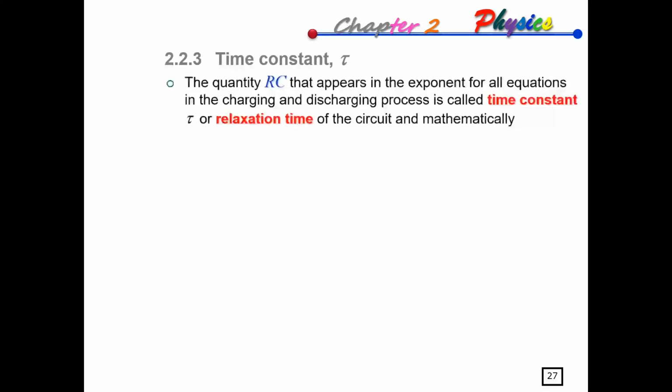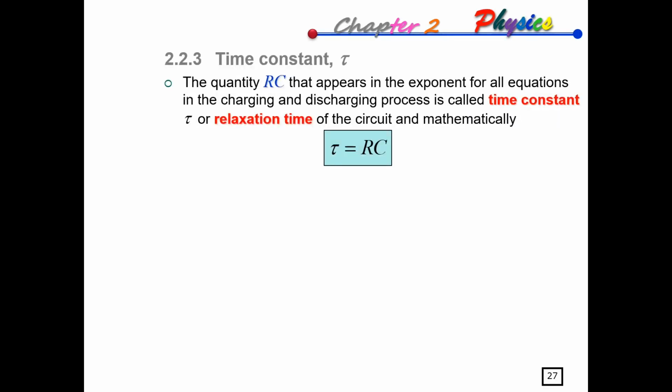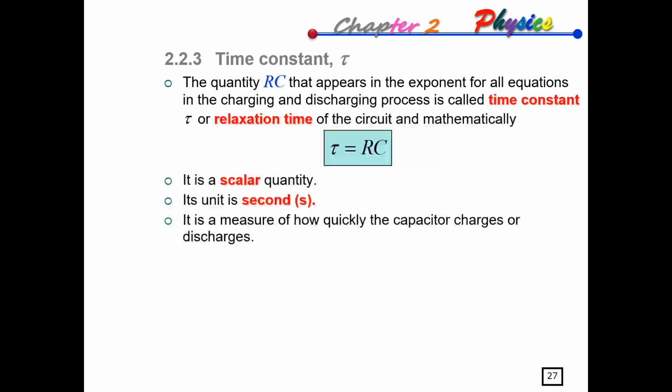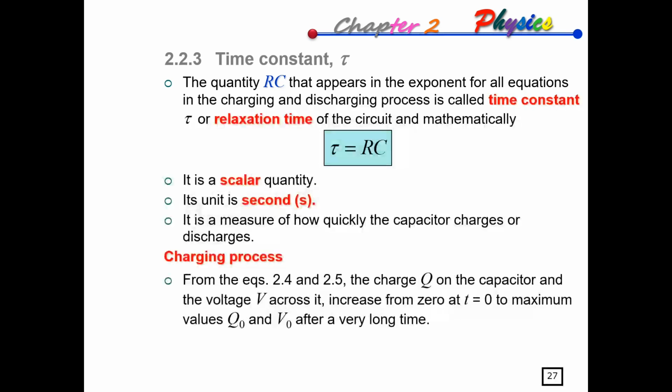Now, let's look at our subtopic called time constant. Time constant is given by the symbol tau. The formula for time constant is tau equals RC. As in the charging and discharging circuit, the resistor and capacitor are connected in series, so R is the resistance of the resistor and C is the capacitance of the capacitor. Time constant is a scalar quantity and its unit is second. It is a measure of how quickly the capacitor charges or discharges.